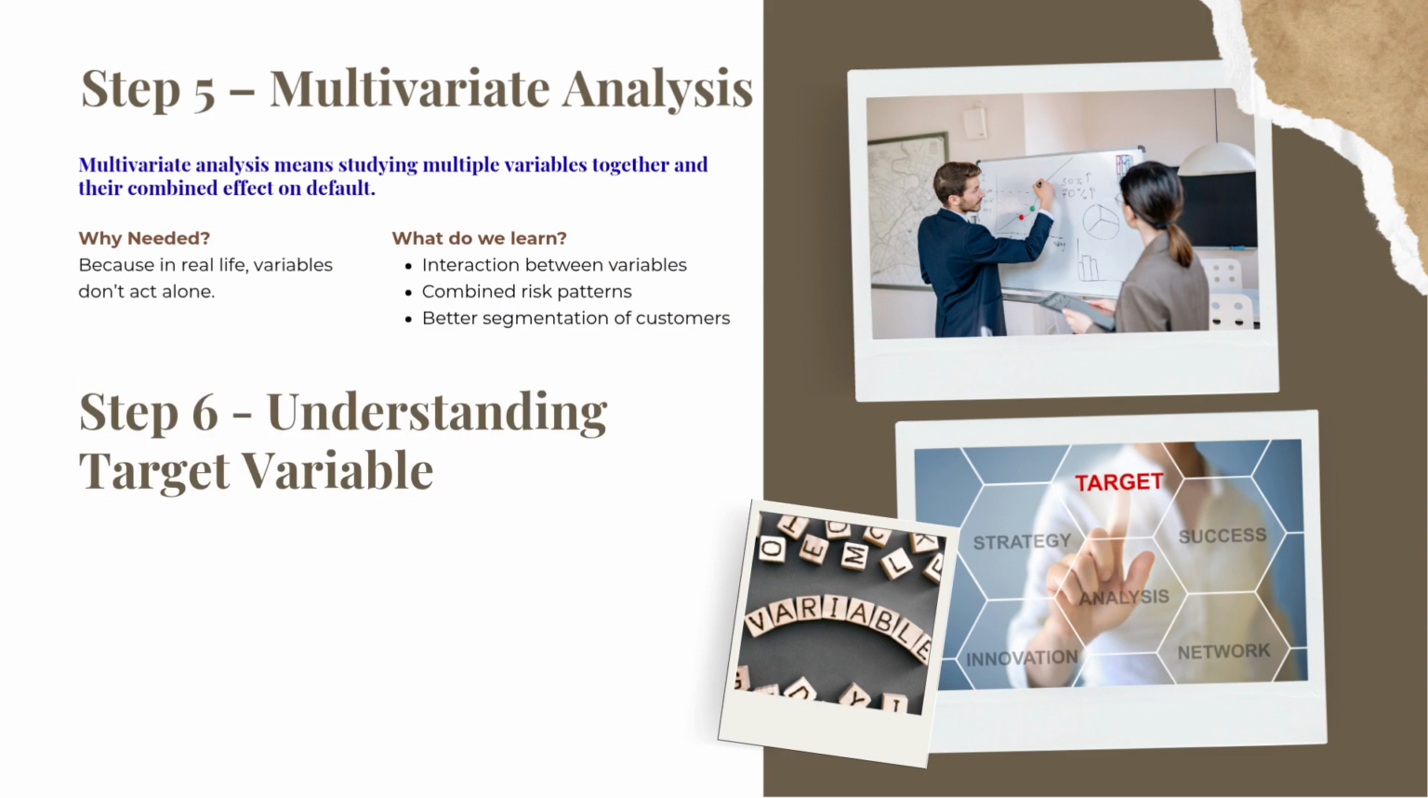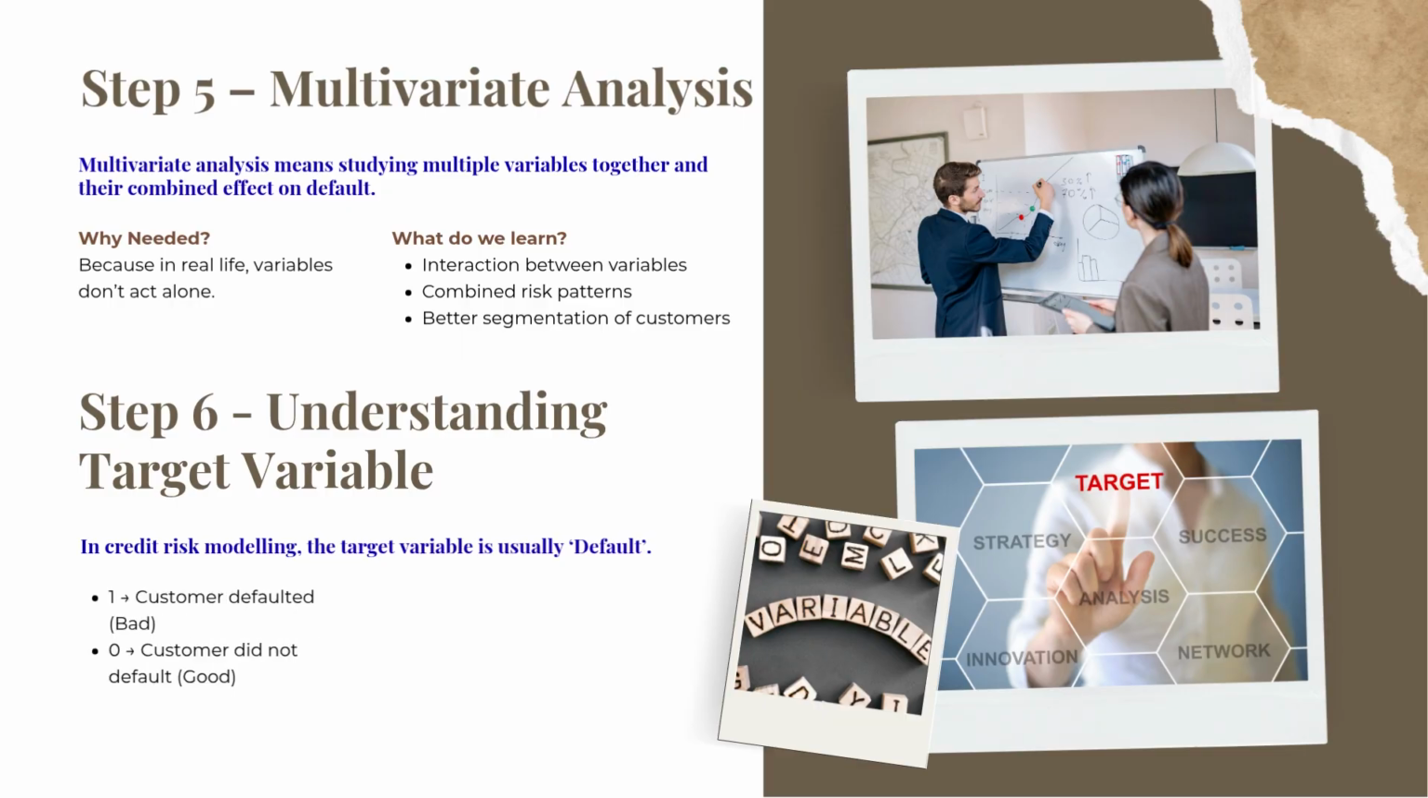Next is understanding the target variable. In credit risk modeling, the target variable is usually default. 1 means the customer defaulted, meaning the customer is bad, and 0 means the customer did not default, meaning the customer is good. This is the variable we are trying to predict, and everything in EDA revolves around this.